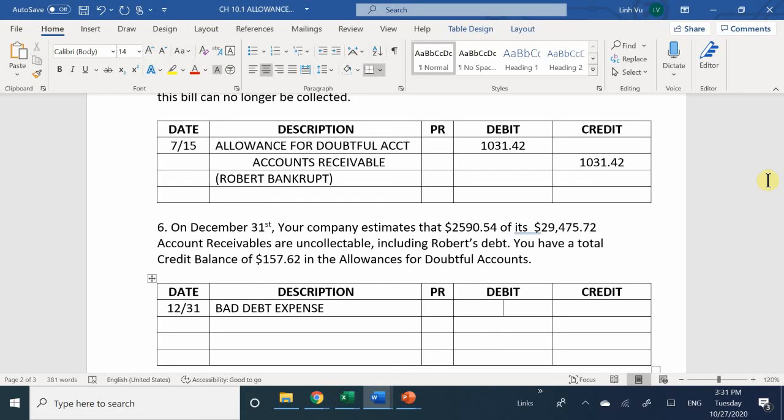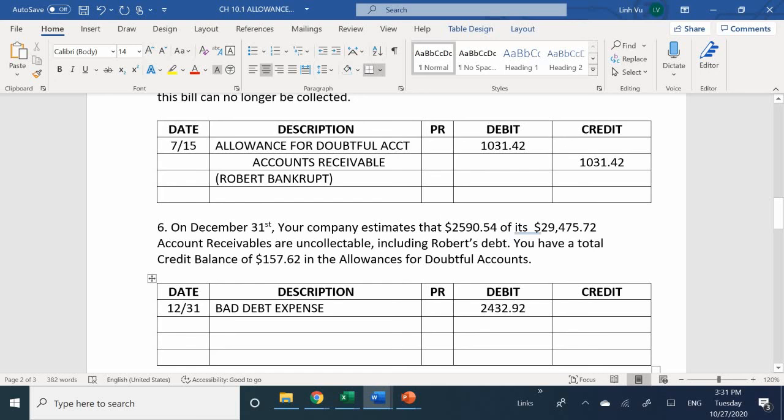So in this case, the goal is that at the end of the day, you need to have a total of 2,590.54 in credit balance in the allowance for doubtful accounts. Right now, you have a 157 credit balance. So how many more do you need to get to equal 2,590.54? Well, minus the 157.62, I'd need $2,432.92. Good. And that is your answer right there.